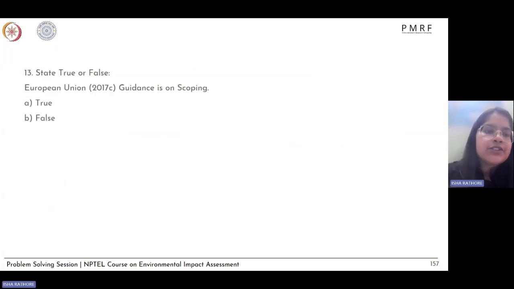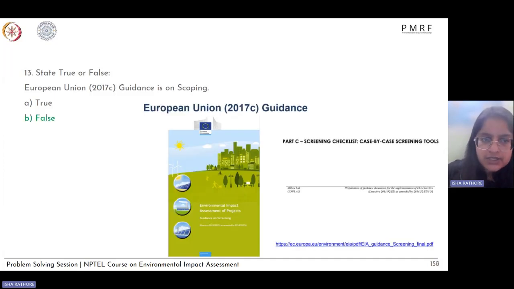Moving on, state true or false. The European Union 2017 C guidance is on scoping. Is the statement true or false? The given statement is false. The European Union 2017 C guidance is not on scoping, but it is on case-by-case screening tools. So the given statement is false.